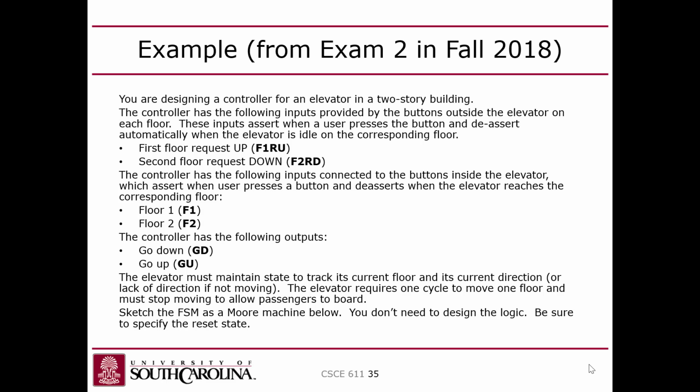The controller has the following inputs connected to the buttons inside the elevator, which assert when a user pushes a button and deassert when the elevator reaches the corresponding floor. So if you're in the elevator, there's a button that says floor 1 and floor 2. The controller has the following outputs: go up, go down. The elevator must maintain state that tracks its current floor and its current direction, or lack of direction if it's not moving. The elevator requires 1 cycle to move 1 floor and must stop moving to allow passengers to board. Sketch the finite state machine as a Moore machine. You don't need to design the logic. Be sure to specify the reset state.